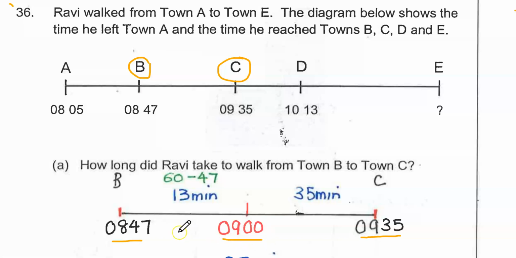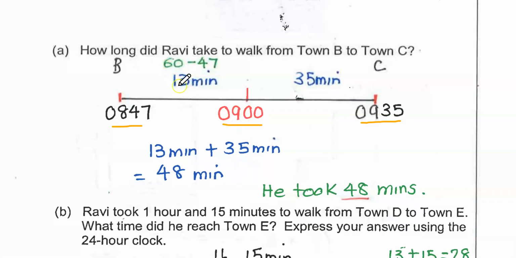Okay, so find from 8:47 to 9 a.m., how long it is. All you have to do is take 60 minus 47. Here, 60 minus 47 gives you 13 minutes. Now over here is easier. From 9 to 9:35 is 35 minutes. What you need to do is add them together, and you will get 48 minutes. So he took 48 minutes to travel from town B to town C.